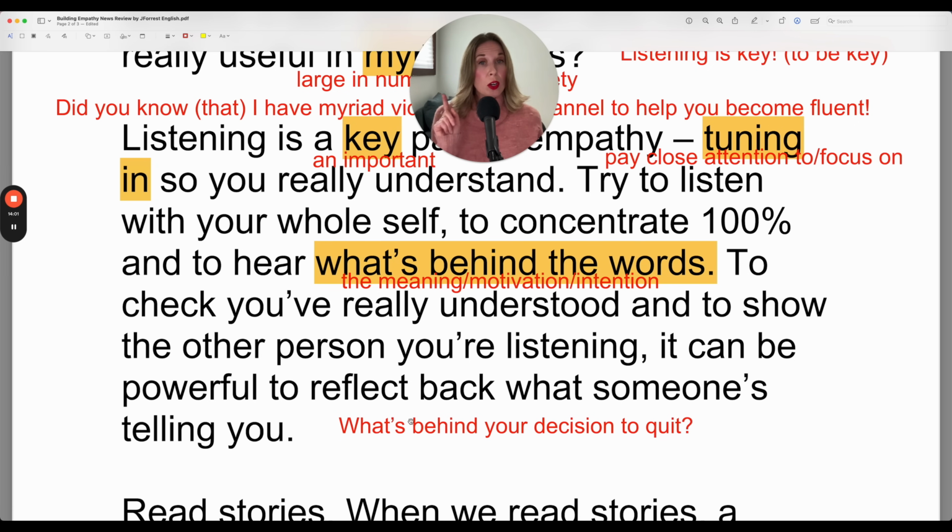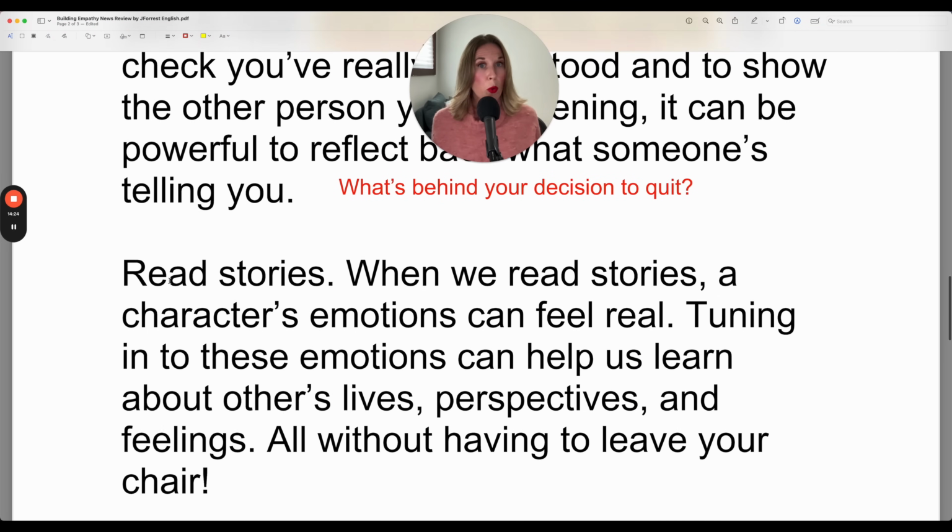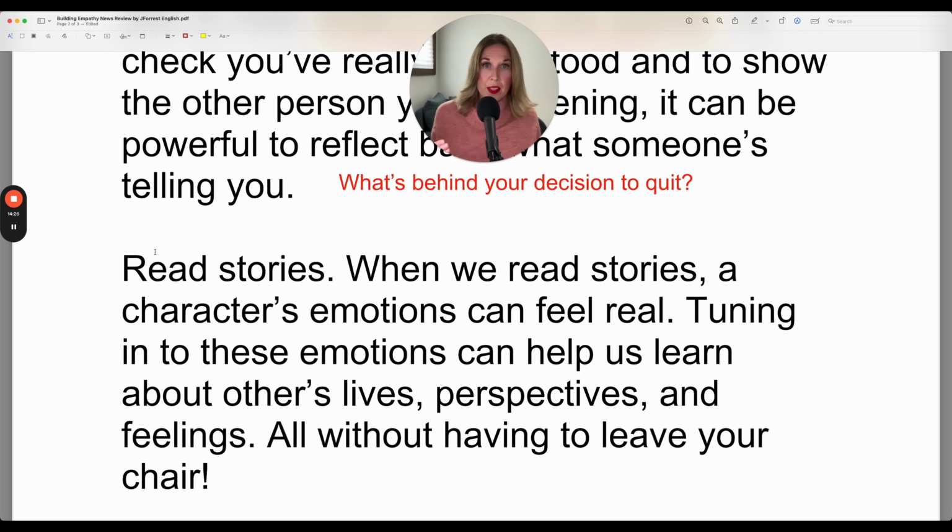So this is a very common question that you can be asked in different situations, including professional and social situations. What's behind your decision to do something? And then the person wants you to be more honest, more truthful about why you're doing something. Let's continue to the next point of building empathy.